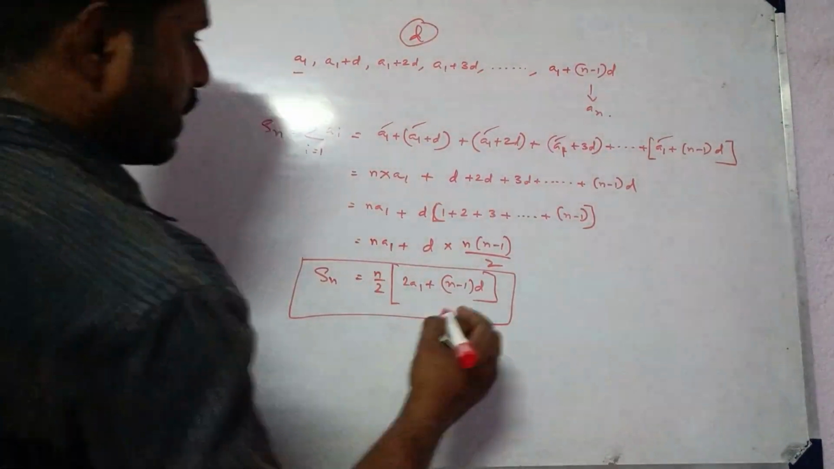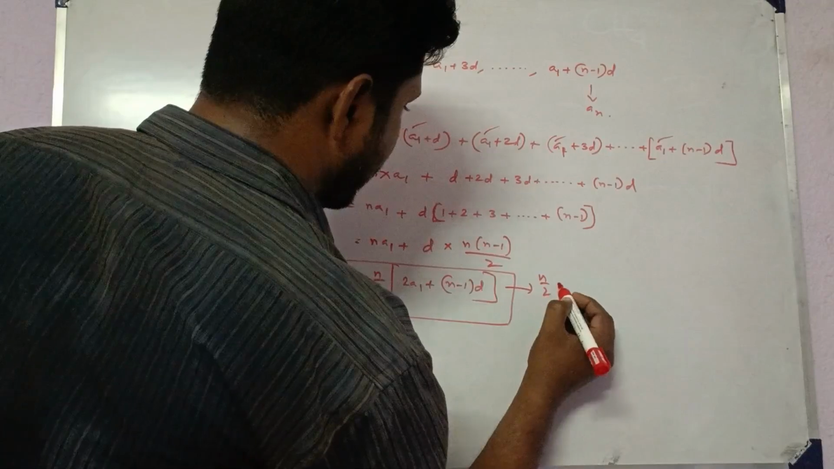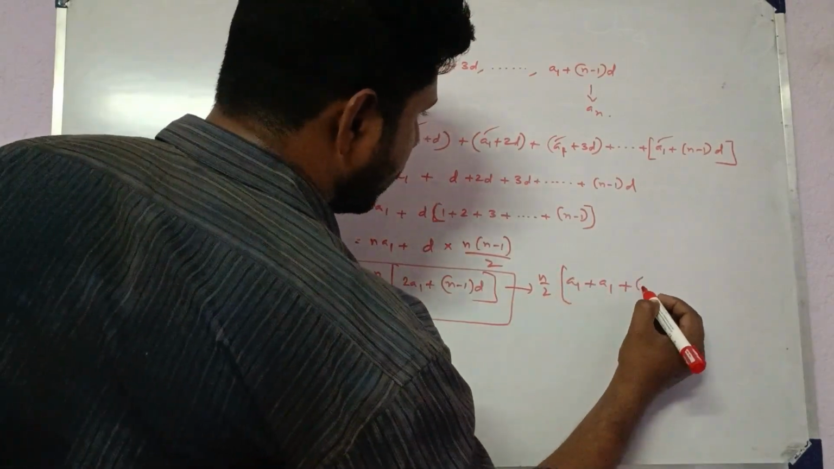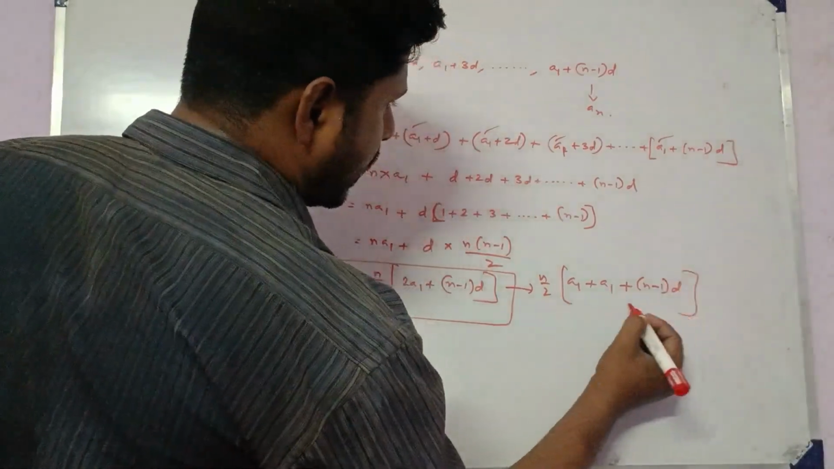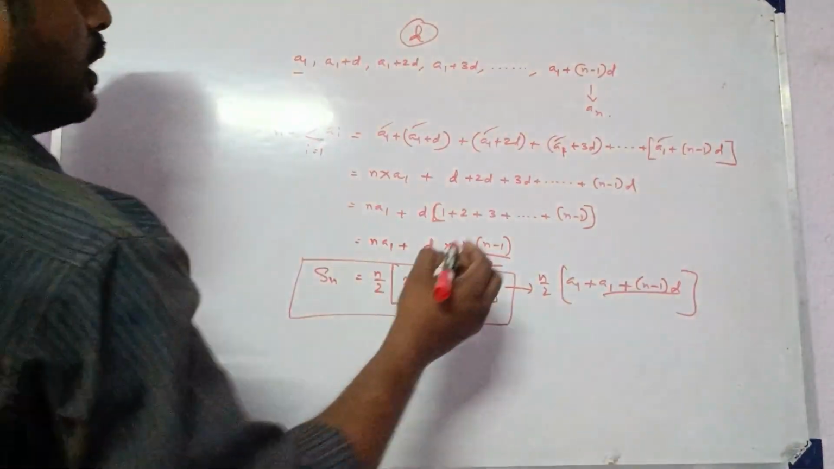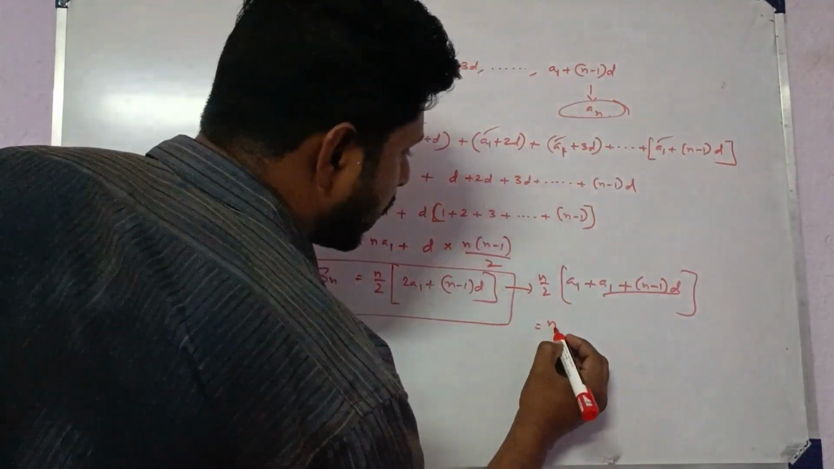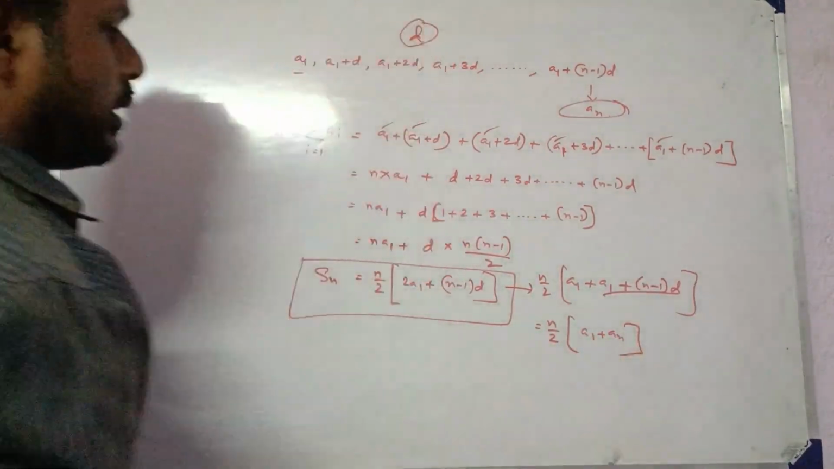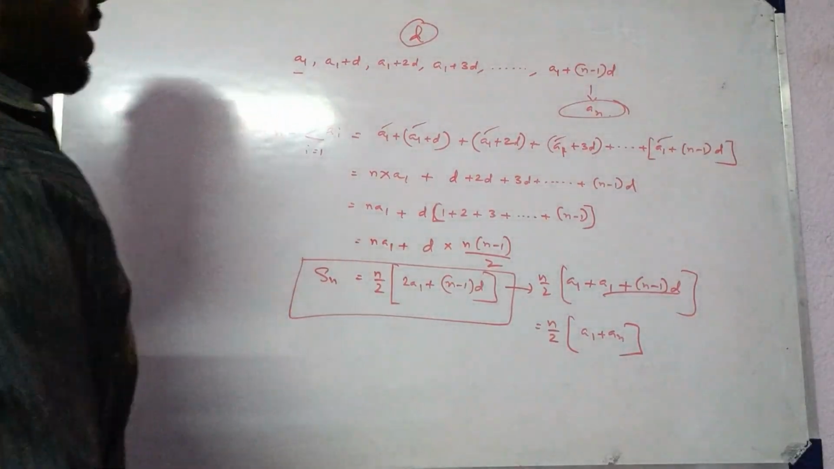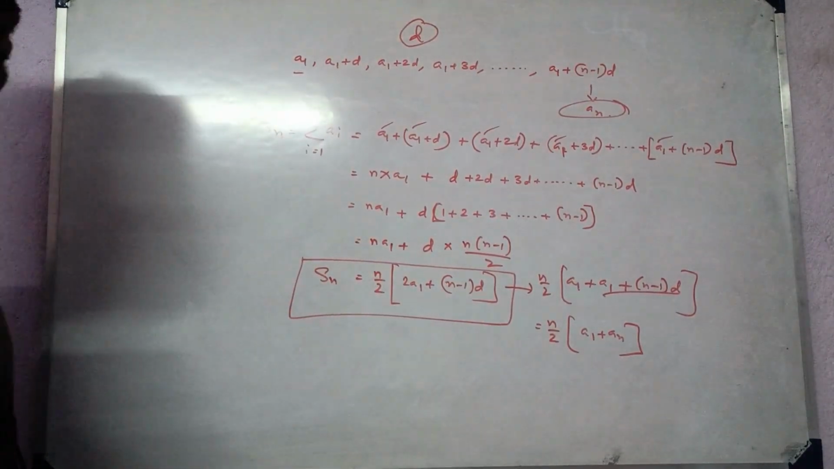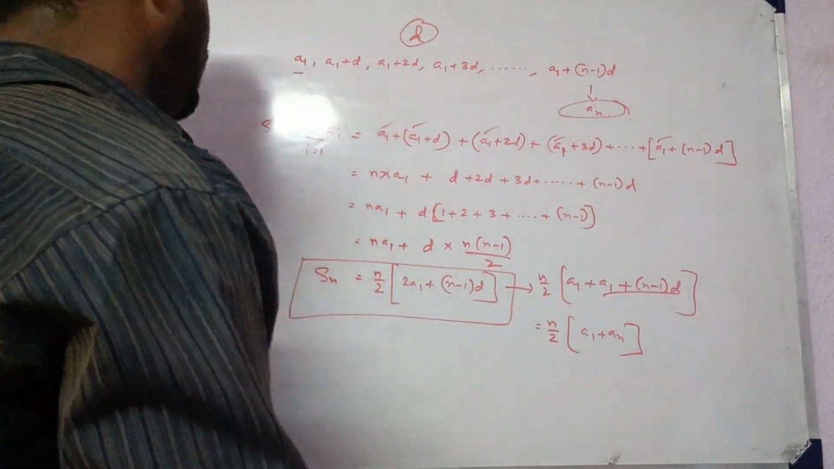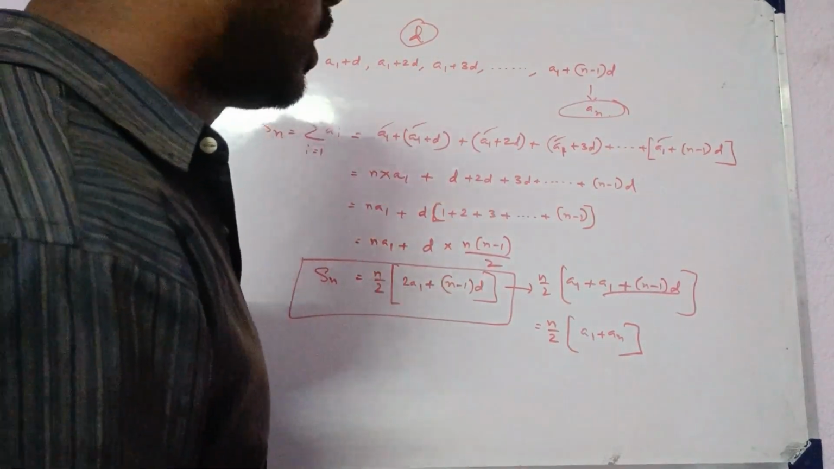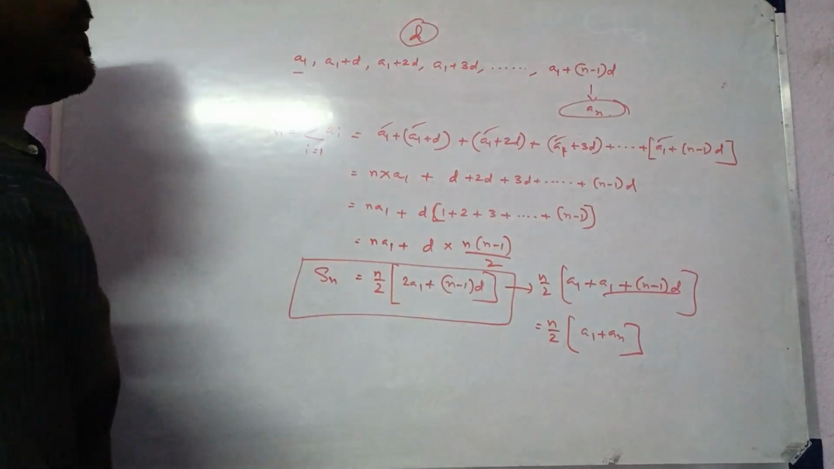It has another derivation also. You can write it as n by 2 times a1 plus a1 plus n minus 1 d. That a1 plus n minus 1 d is the last term. So we can also write it as n by 2 times a1 plus an. There is a sum of n natural numbers, there is sum of n terms of an AP. So we have got the formula of sum of n terms of an AP.